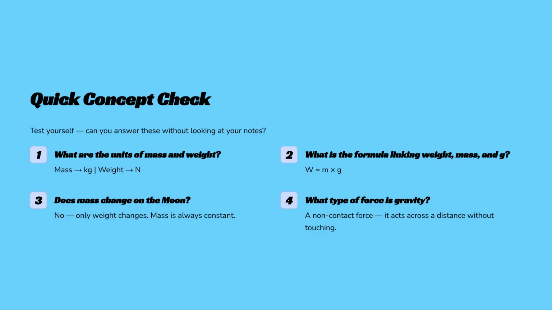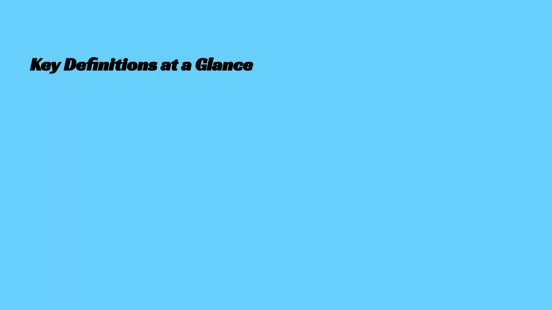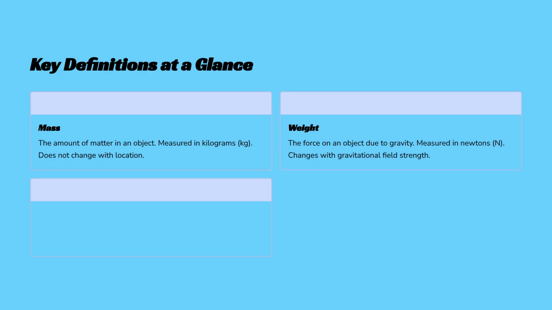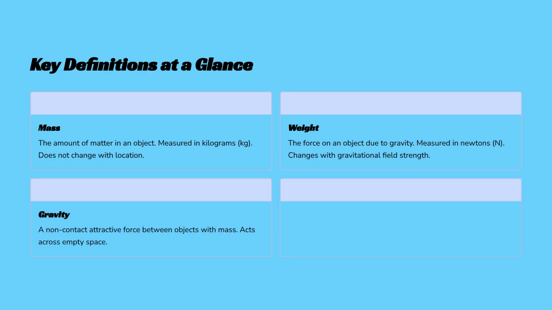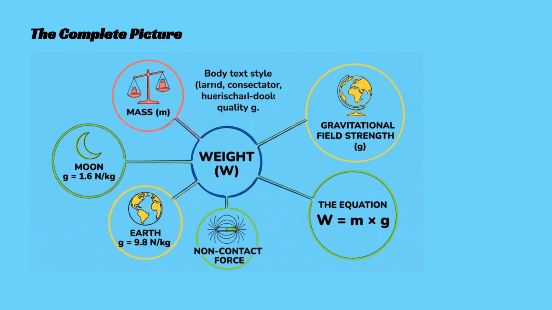Let's check your knowledge. Can you identify the units for mass and weight, define the gravity formula, confirm if mass changes on the Moon, and categorize the type of force gravity is? Here are the key definitions at a glance. Remember, mass is the amount of matter, weight is the gravitational force, gravity is the non-contact attraction, and gravitational field strength is the force per unit mass. Looking at the big picture, all these concepts connect. Weight is fundamentally the result of mass experiencing a specific gravitational field.